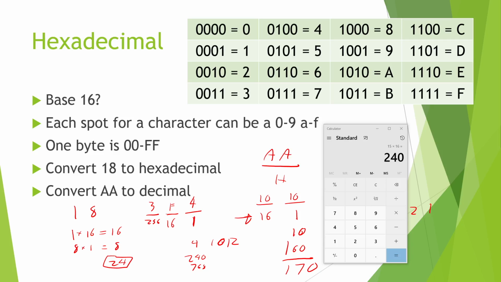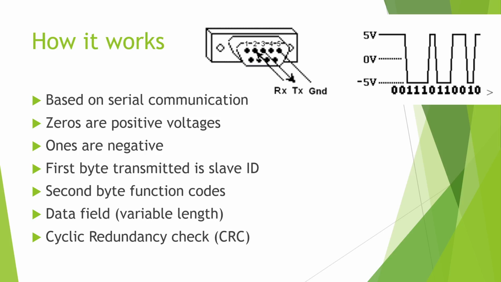Now, if we continue on, we have how it works in the long run. This is overall based on serial communications, which we've spent probably way too much time on this semester, but that's okay. Serial is the one you're probably going to see most often. But anyway, we have just standard old 1s and 0s going on. Nothing too crazy there. 0s are positive, 1s are negative, just a reminder.